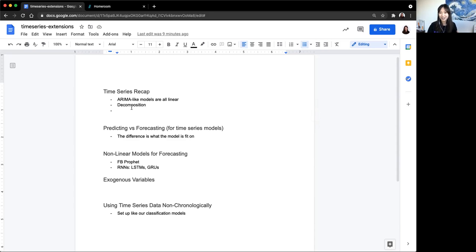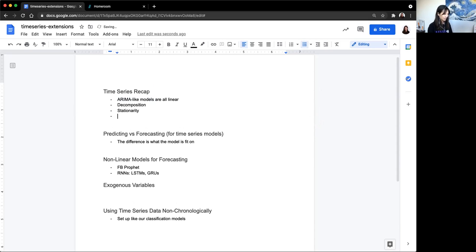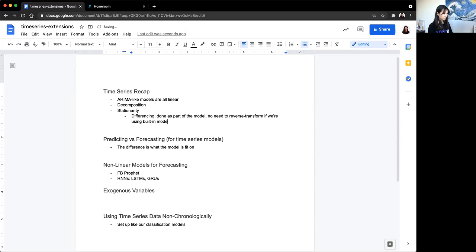Also, a big part of what we talked about was stationarity. Stationarity is important because ARIMA-like models work much better on stationary data. So we talked about differencing, which is the main one. It's basically a time lag of however many steps: you take the change in price, if we're doing price, and that usually makes things a little more stationary. Differencing is good because it is built into a lot of models, which is why I prefer it. You wouldn't have to reverse transform when you get your predictions. So differencing is preferred because it is part of the model, with no need to reverse transform if we're using built-in models from statsmodels.